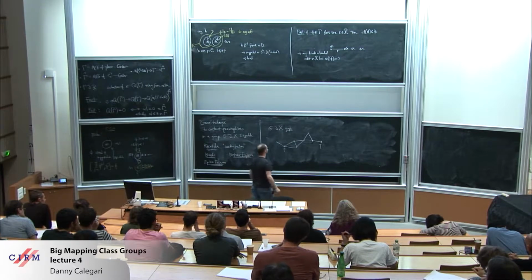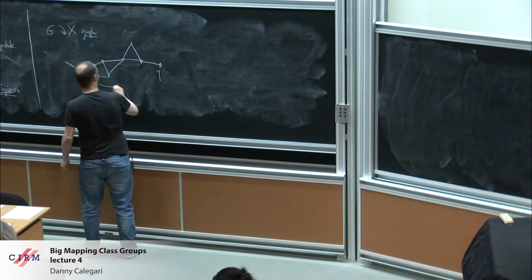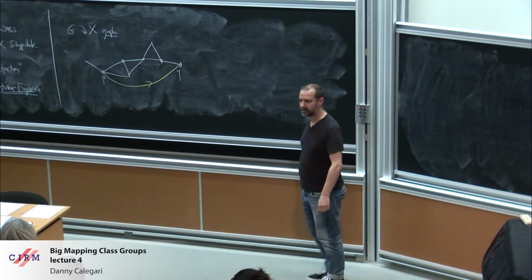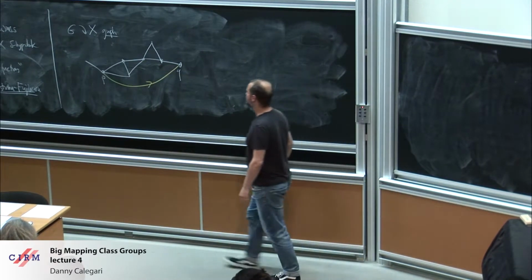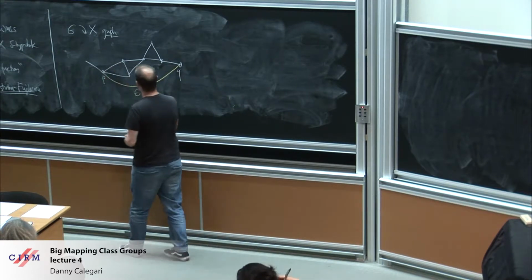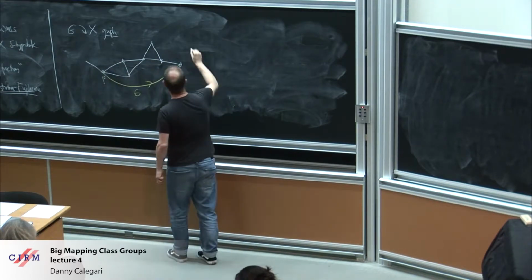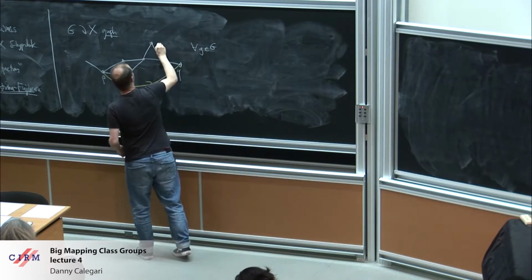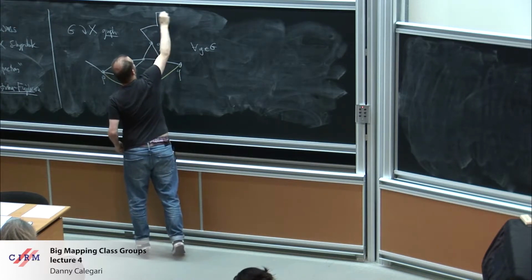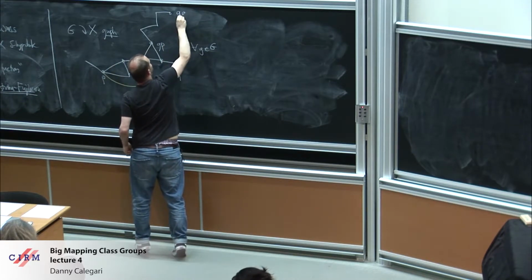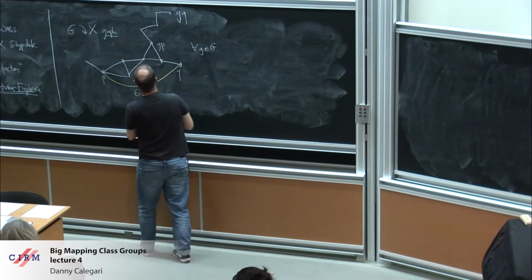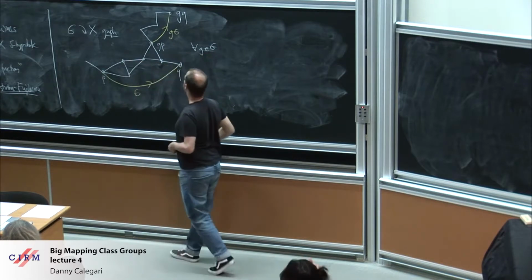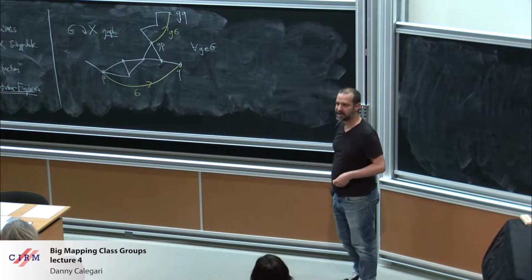So I pick a pair of points, say P and Q, and I'm going to add a new edge going from P to Q. It's going to be a directed edge. I'm going to call this edge sigma. And then for all elements g in G, so if I have g of P and g of Q, I'm going to add g of sigma, another directed edge from g of P to g of Q. So this is just a modification.